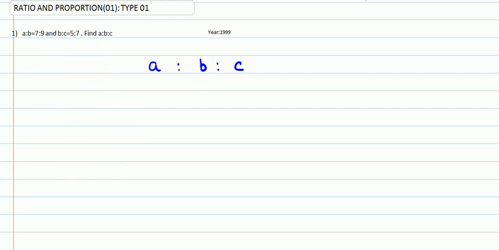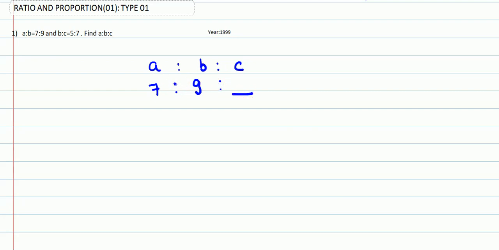I'm going to repeat the question again. It says A is to B is 7 is to 9 and B is to C is 5 is to 7, and we are supposed to find A is to B is to C. Now guys, the trick is quite simple and yet basic, that is going to be used in almost every question in this chapter. See, it says A is to B is 7 is to 9, so we are going to write 7 and 9 here and leave a blank here.